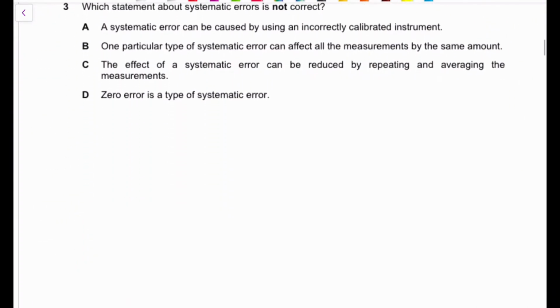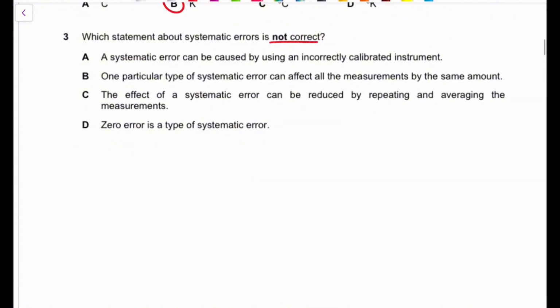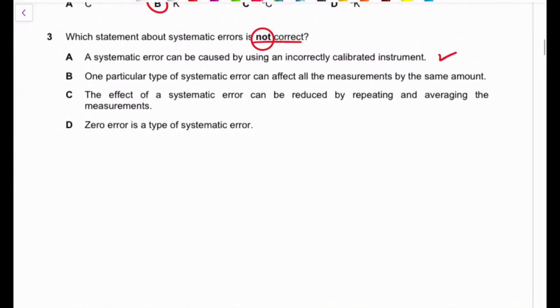Question 3. Which statement about systematic errors is not correct? The most important keyword is not. A systematic error can be caused by using an incorrectly calibrated instrument. That's true, so it's not the answer. One particular type of systematic error can affect all the measurements by the same amount. That is correct.